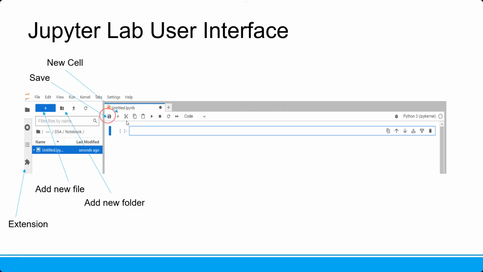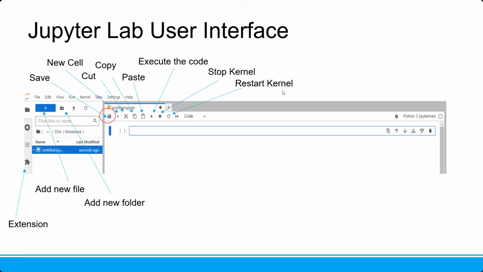New cell. So you can create a new cell using this one. Cut. So it means you cut the cell and then you copy the cell. You can paste the cell using this button and then execute the code. Or you want to stop the kernel, or you want to restart the kernel. And you can restart the kernel and run all cells.